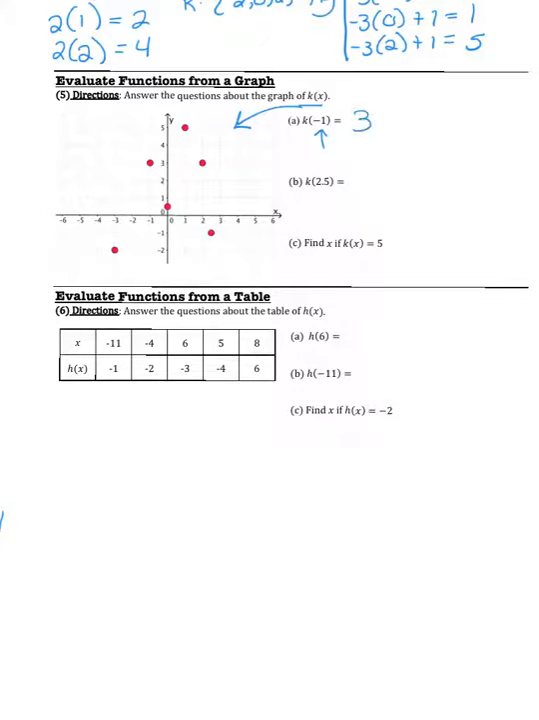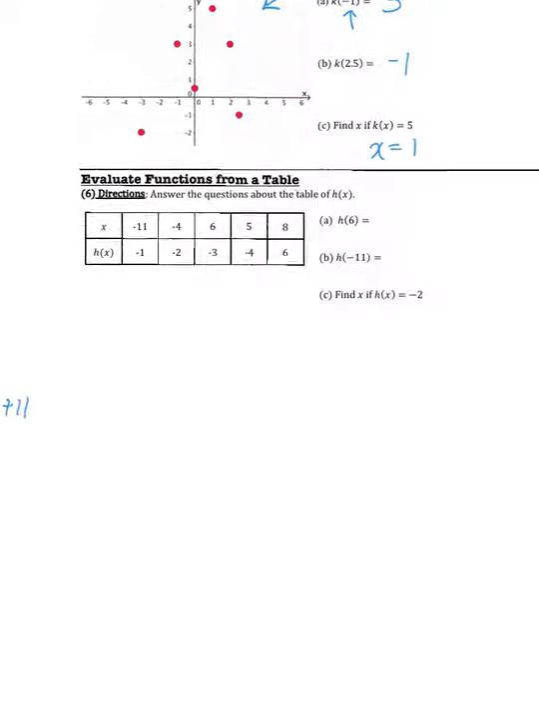Then when x is 2.5, so I go to 2.5. I don't see any points going upward, but I do see it going down. So at 2.5, my y value is negative 1. And then, opposite. Now I know what my y value is, so I'm going to go to my y-axis. I'm going to find 5. There's no points over here, but there's a point here. So when y is 5, what did I plug in? Oh, I plugged in 1. So x is equal to 1 for when my outcome is 5.